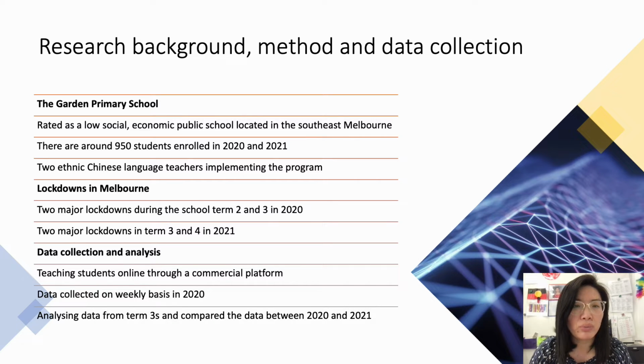Now I'm going to briefly introduce the school I'm working with. This is a local primary school located in the southeast of Melbourne. There were around 950 students enrolled in 2020 and 2021.